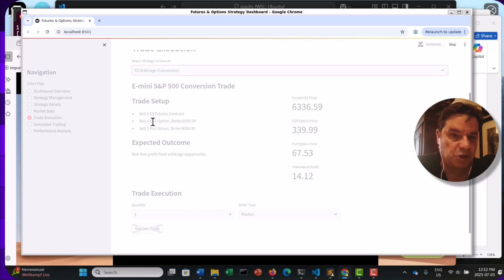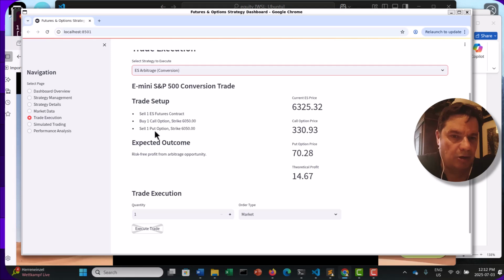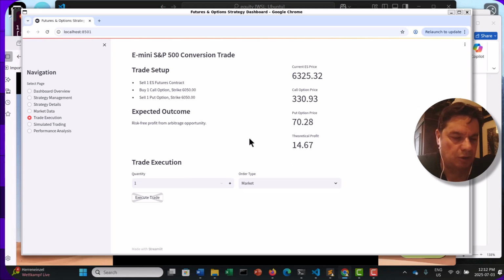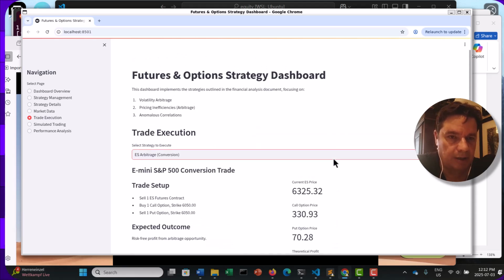So here, the trade setup is this. Sell one ES future, buy one call option, and here are the strikes. Sell one put option. So we'll go out and choose the proper option contract that it thinks is best. So we want risk-free profit from this arbitrage opportunity. Okay, so I could add the trades manually if I want, but it's fully automated.